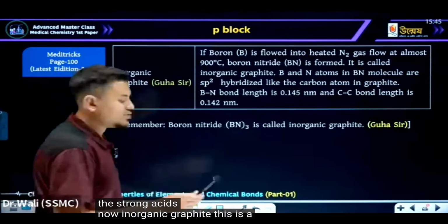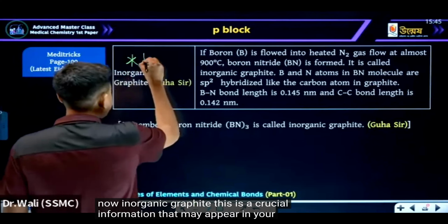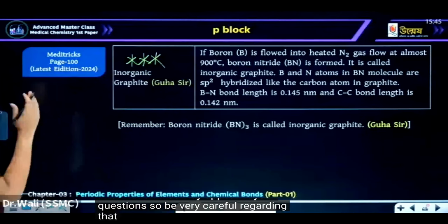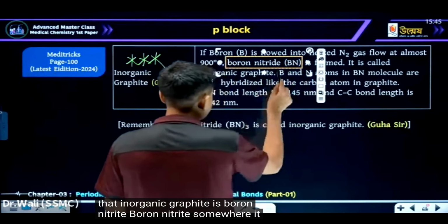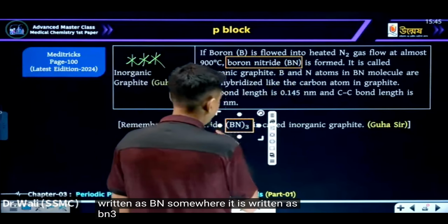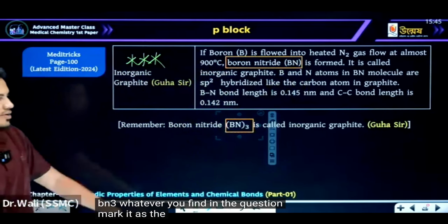Now, inorganic graphite. This is a crucial piece of information that may appear in your questions, so be very careful regarding that. Inorganic graphite is boron nitride. Somewhere it is written as BN, somewhere as BN3. Whatever you find in the question, mark it as inorganic graphite.